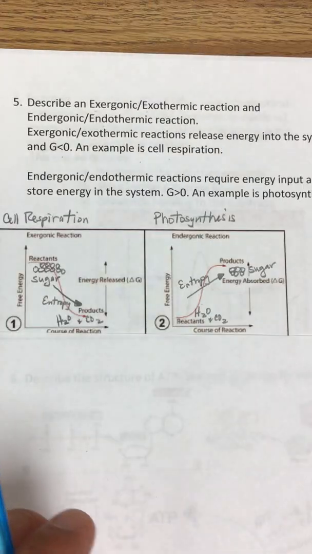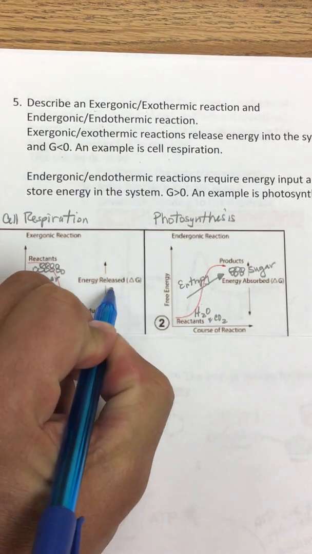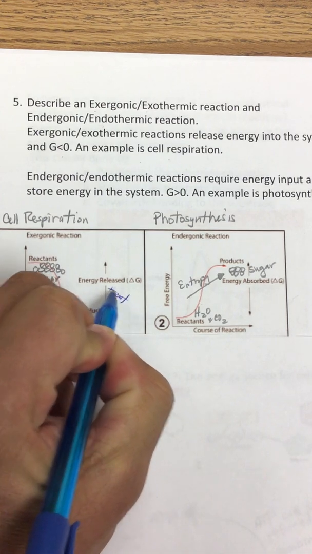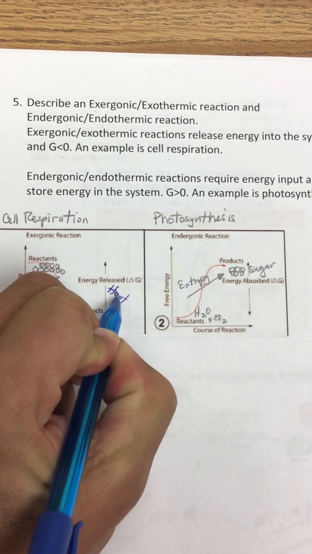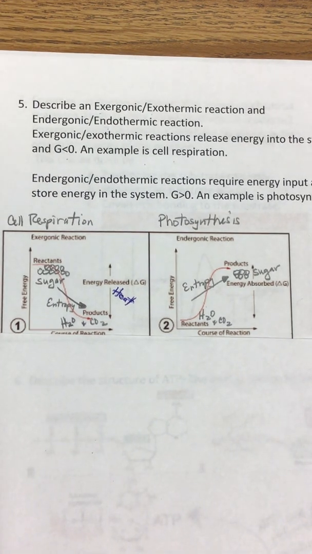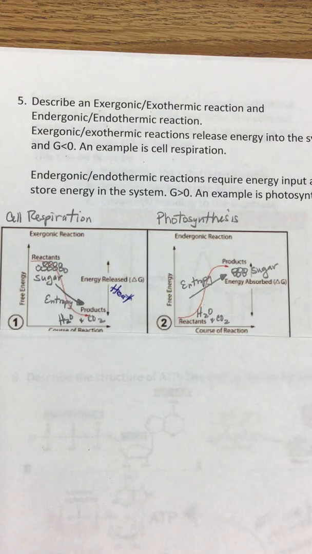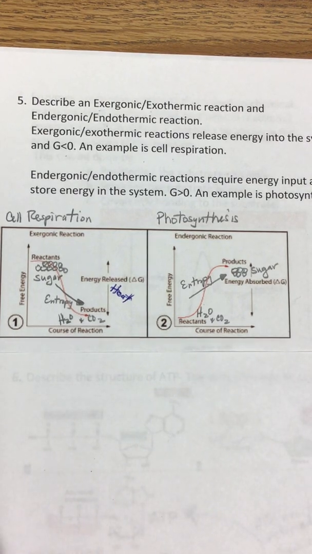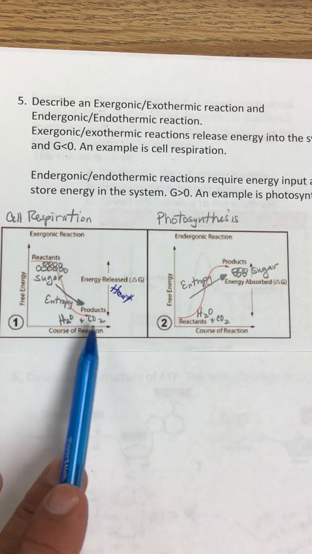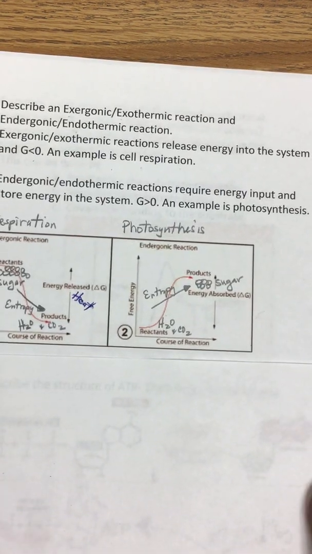Okay? And then I also said as energy is released, some of that energy is going to be released as heat. Right? So that means my temperature is going to go up. Okay? And so here's a classic example of an exergonic reaction, which is going to be cellular respiration. On the other side, we have photosynthesis.